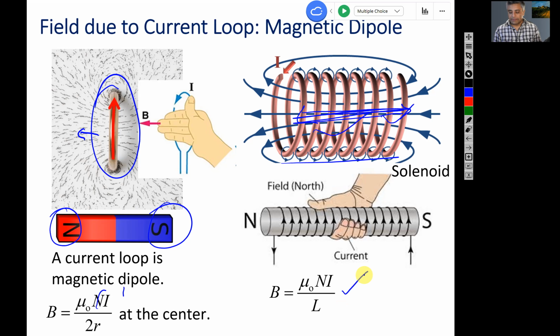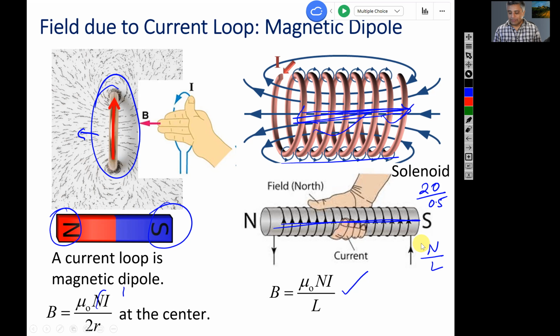So the magnetic field is now that, okay? And N over L is the number of turns and the length of that coil. If we know both, for example, let's say there are 20 turns and the length is ½ meter, then we can call that the number of turn density, okay?